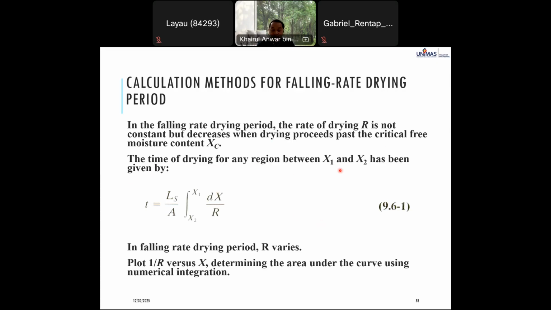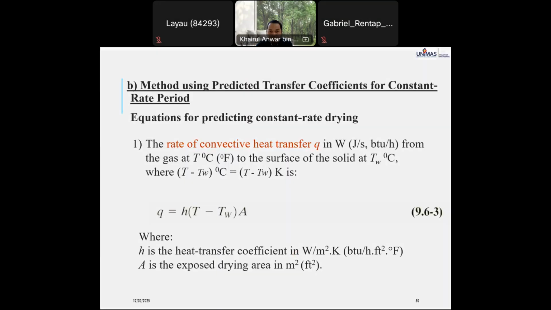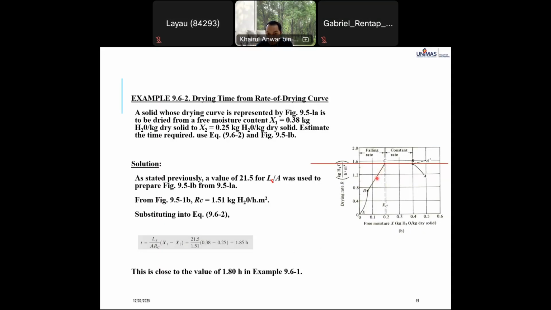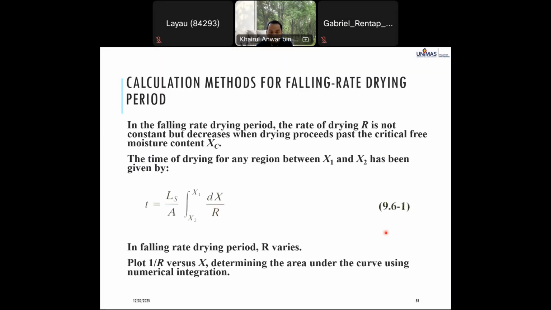The time of drying for any region between X1 and X2 is given by t equals Ls over A, integral from X1 to X2 of dX over R. In the falling rate drying period, R varies with the moisture content, which is the free moisture content X. So plot 1 over R versus X, and determine the area under the curve using numerical integration.